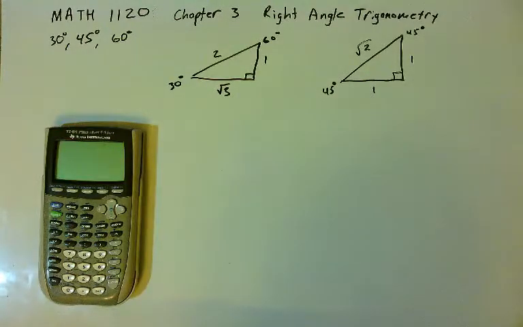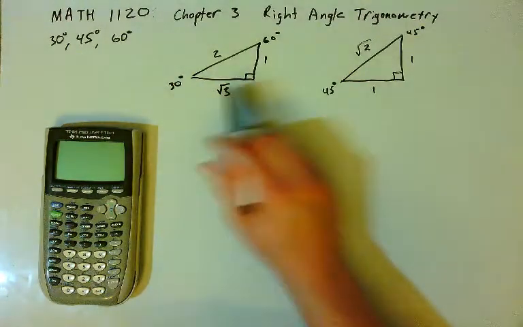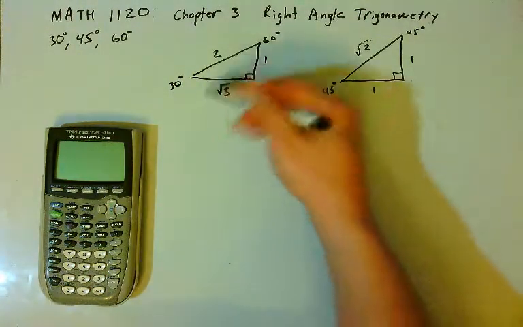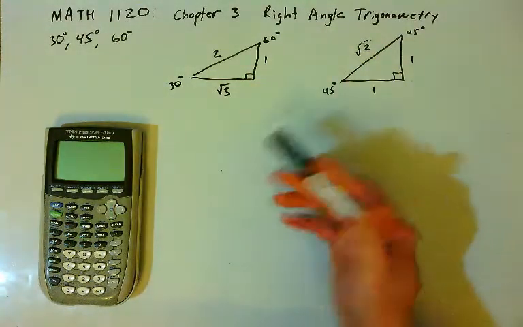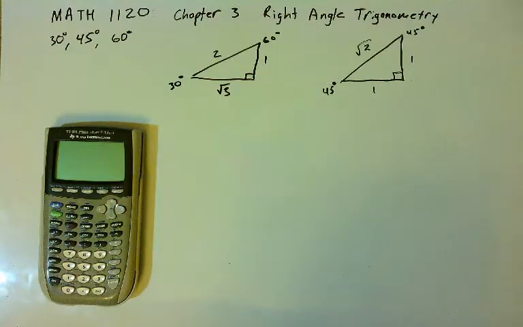We were able to find the values of the 6 trig functions of these three angles, 30, 45, and 60, using these two special triangles. So we knew the ratio of the sides of these two triangles, and we knew what the angles were, so we were able to determine the values of those 6 trig functions.